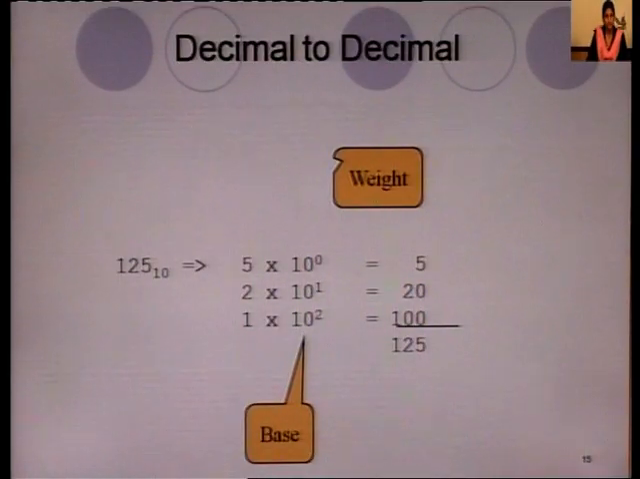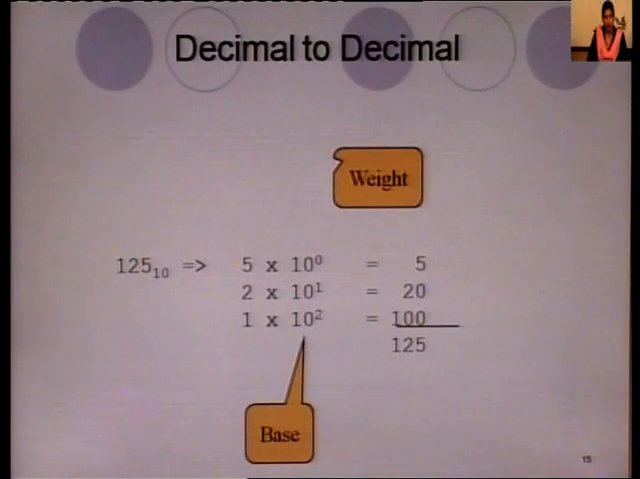First we will study the basic case, decimal to decimal conversion. This is just an example: if we convert decimal to decimal, it returns the same value, that is the input 125, in decimal having base 10. We take each digit separately: 5 multiplied by 10 raised to power 0, the position of the least significant digit. Then 2 into 10 raised to power 1, where 1 is the second position. Then 1 into 10 raised to power 2.